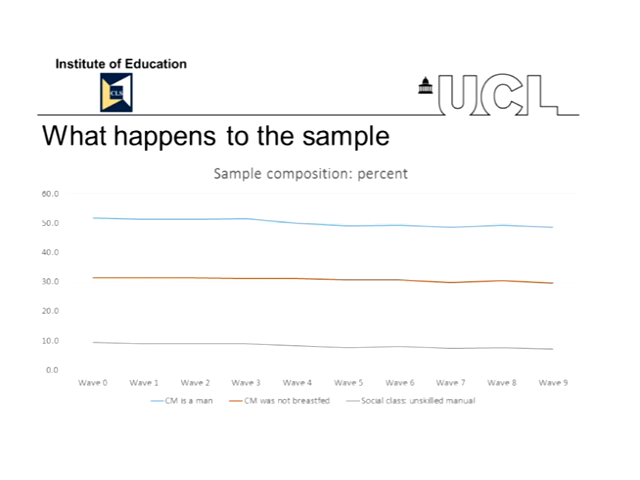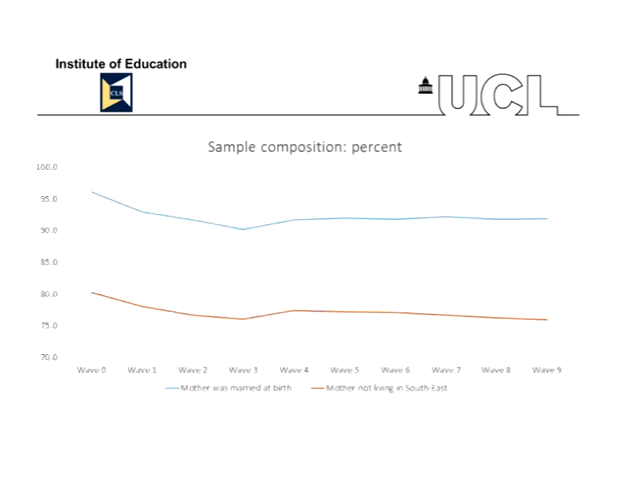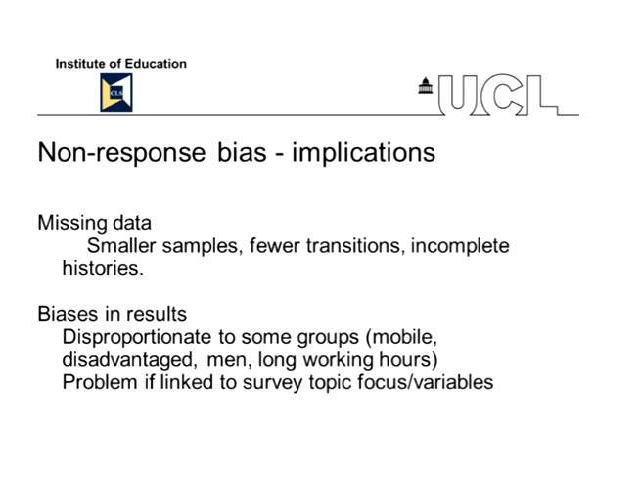So the sample composition is changing over time, the proportion of men has declined, and the proportion of women has increased. In a similar way, we see that the proportion of respondents whose fathers held unskilled manual jobs at birth in 1958 has also declined. In other words, we are likely to lose men coming from a socially disadvantaged background. Here you can see as well what happens to those whose mothers were married at birth. The percentage has decreased and then increased again. And also the proportion of cohort members whose mothers were not living in the southeast has declined over time. So in general, the story is that the sample composition is changing, and there is a certain amount of bias caused by attrition.